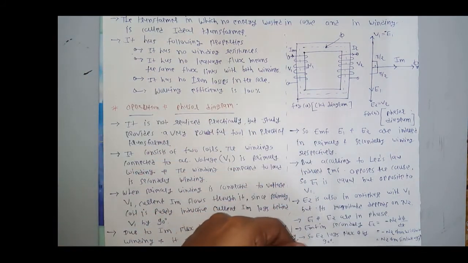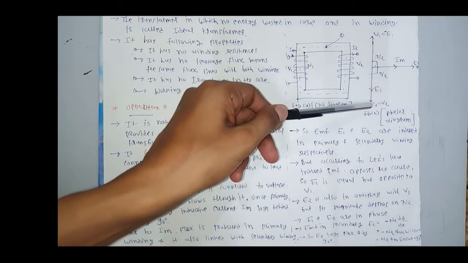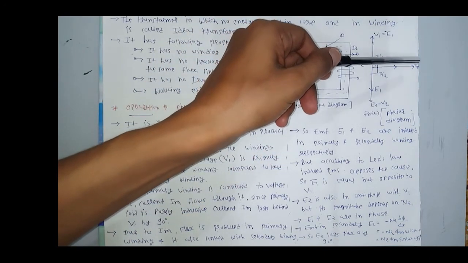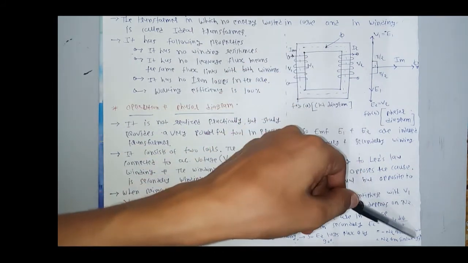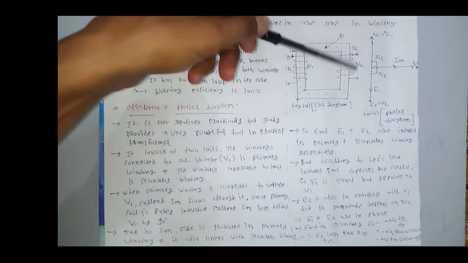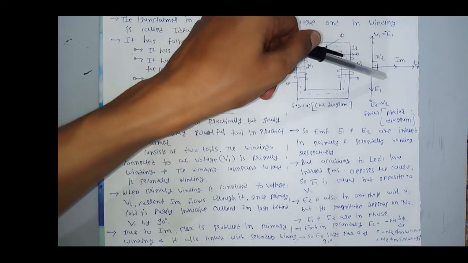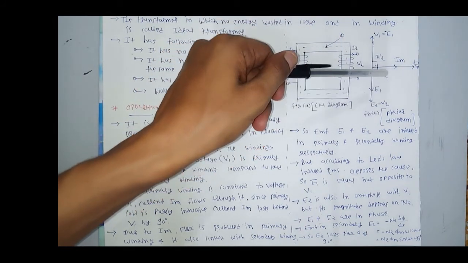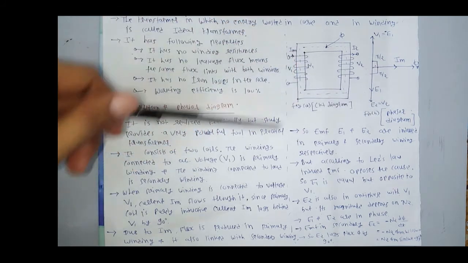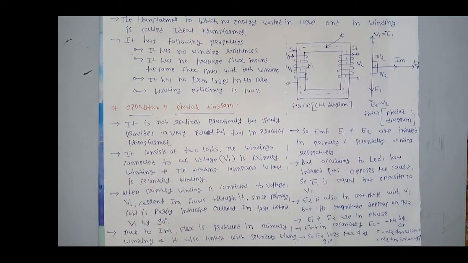This indicates that this E2, the EMF induced in the secondary winding, lags this phi by 90, because here it is omega t minus 90. It means that E2 induced in the secondary winding lags the flux by pi by 2. That's why E2 is here. So we can say that E2 lags the flux phi by 90. So it is about the ideal transformer.